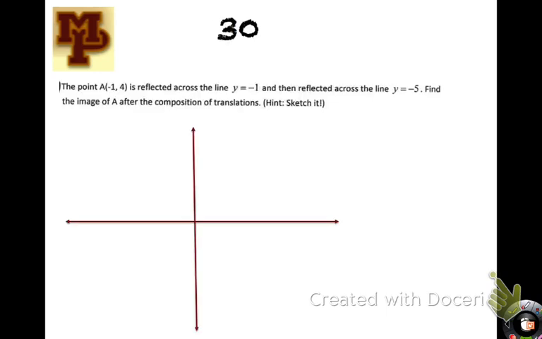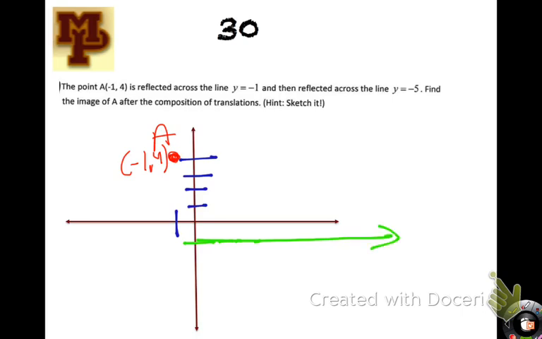so we're going to need to sketch this one so we can figure out what's up with this reflection. So let's plot the point negative 1, 4 to start off. So negative 1, 4 would be like right here. So this is A, and it's negative 1, 4. Okay, now if we reflect it over the line y equals negative 1, let's try to picture this. So here's the line, this is the line y equals negative 1. Remember, whenever they're y equals, they're horizontal lines. So y equals negative 1.